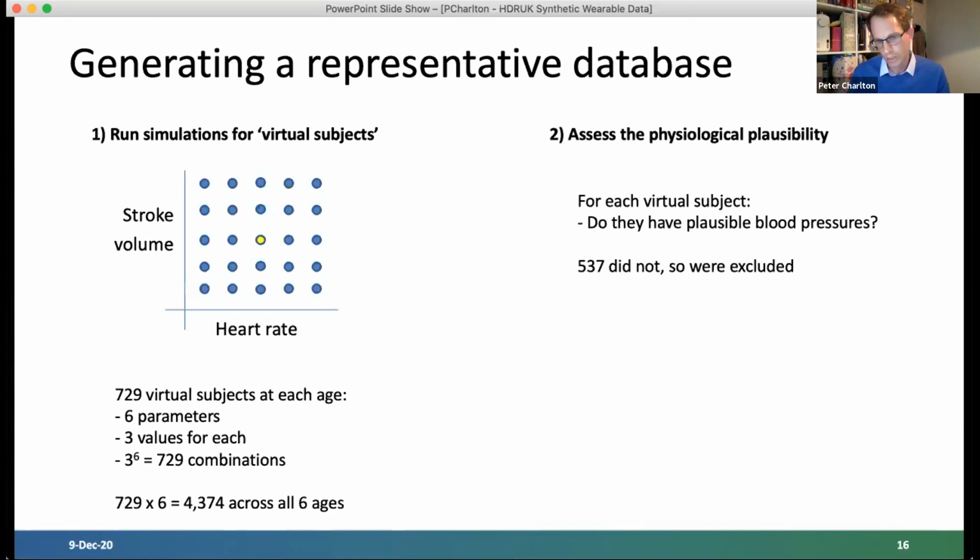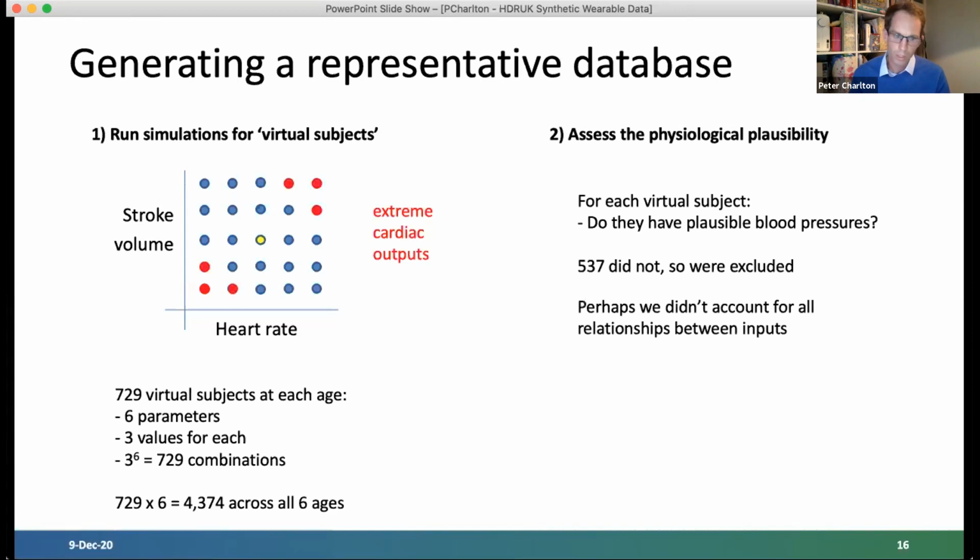Having generated these pulse waves, we then assessed their physiological plausibility by checking whether their blood pressures were plausible. And we found that just over 10%, 537, were not plausible, and so these were excluded. And this may be because we didn't account for some of the interactions between input parameters. So for instance, if someone has a very high heart rate and stroke volume, they'll have a very high cardiac output. And it may be that it was unreasonable to specify that to the model.